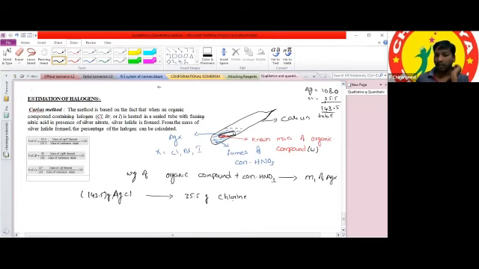So here in the experiment, how many grams of AgCl is formed? We got M1 grams of AgCl. M1 grams of AgCl contains 35.5 into M1 divided by 143.5 grams. How much does it contain here? It contains 35.5 into M1 divided by 143.5 grams of chlorine.